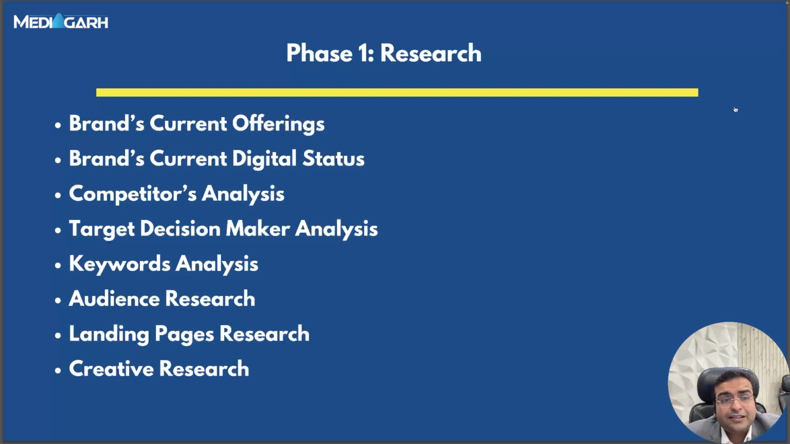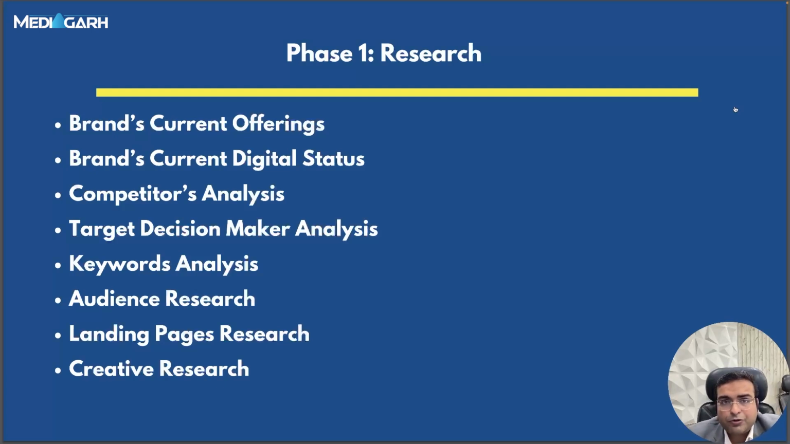The next analysis is target decision maker analysis. Who is the actual decision maker in this whole admission process? Is it the student, the parent, or other stakeholders? Who are the other stakeholders? Then based on that, we will do the keyword analysis, in which we will get clarity, like if we are running PPC campaigns, what keywords we will be focusing on. Then we will focus on audience research, like who is the audience we will be targeting. After all this research, we will focus on landing page research: what type of landing pages other institutes are running and what type of ads other institutes are running.